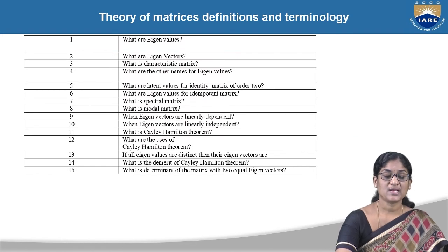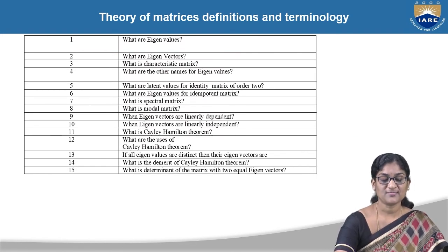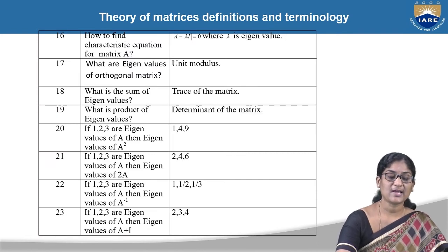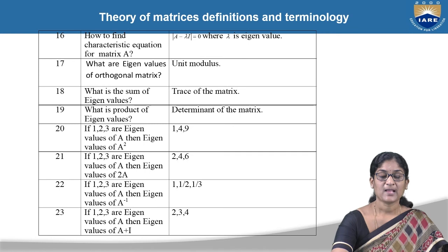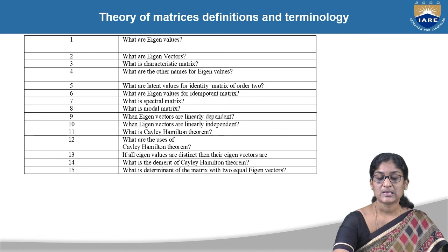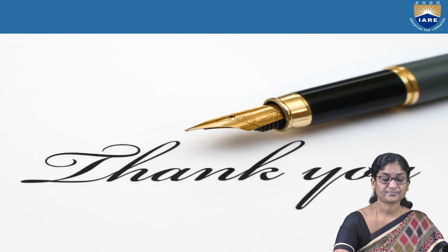So what are eigenvalues? These are all definitions that we will learn in the next session. And how do we find the characteristic equation of A? The characteristic equation of A is given by determinant of A minus lambda I is equal to 0.